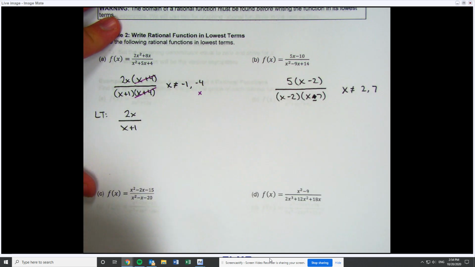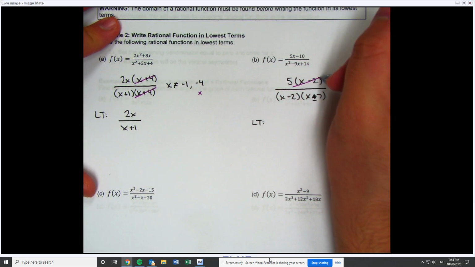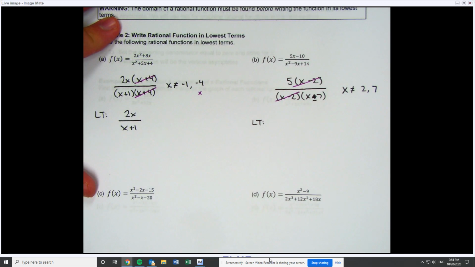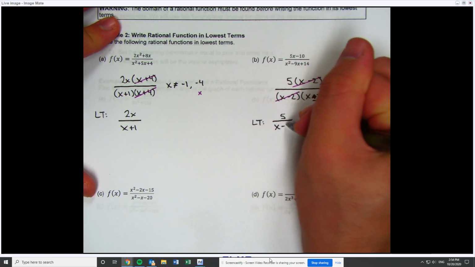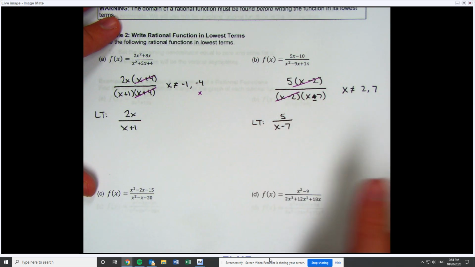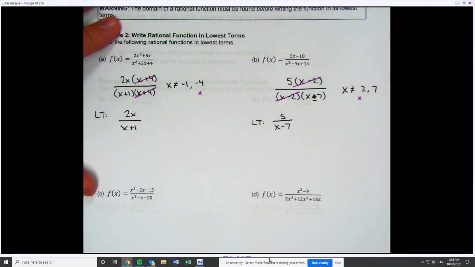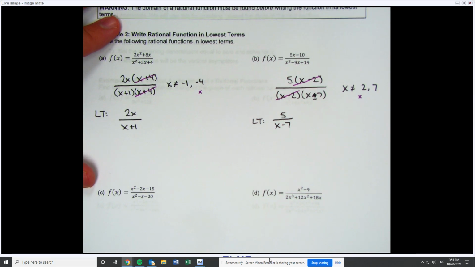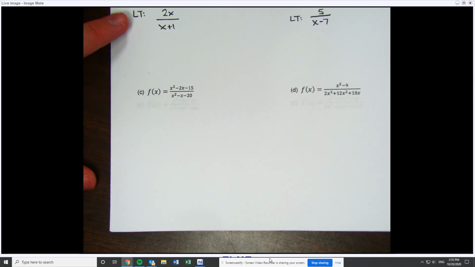Got it. Now writing this in lowest terms, the factor that is the same on top and bottom is x minus 2. So now I'm left over with 5 over x minus 7. Got it. And now that's my final answer, but so we can get into the habit, the negative 2 disappeared completely, so I'm going to put just a little x under there to say that it got removed. Done. All right. Now for C, I'm going to need to do the ABC method on both.